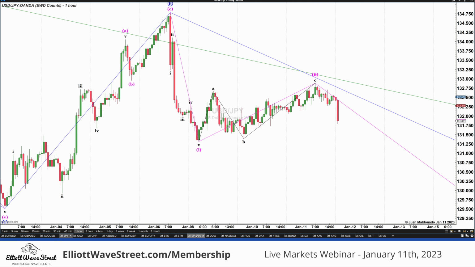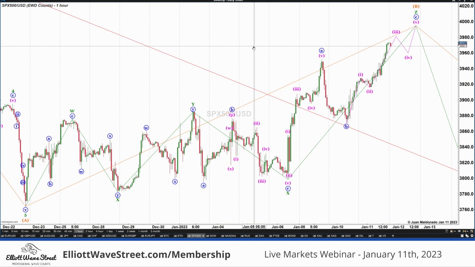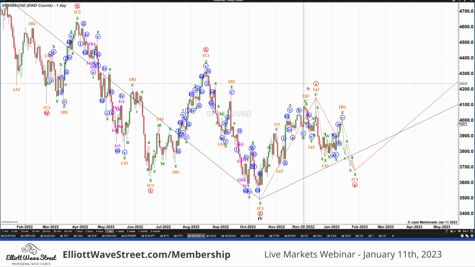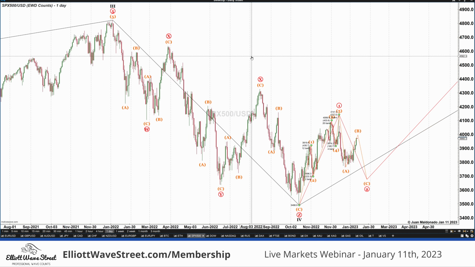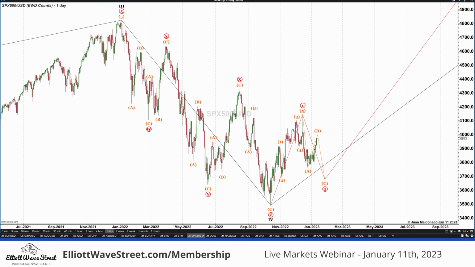Let's move to the S&P. So let's have a look at the daily chart, so I can show you what I'm working on here. All right. So the S&P last year, this is a daily chart, was pushing down and pushing down and pushing down. 20% or over 20% of losses last year on the S&P.